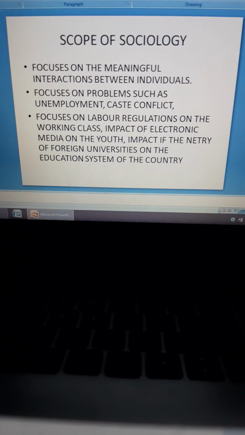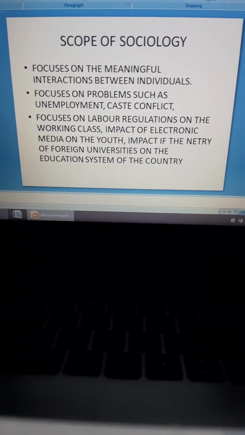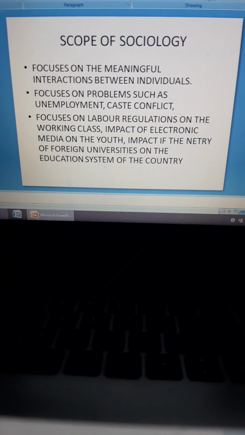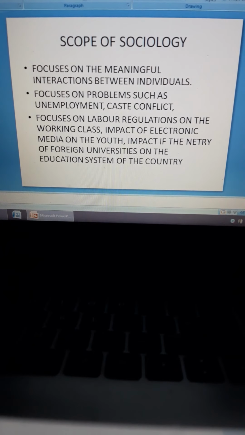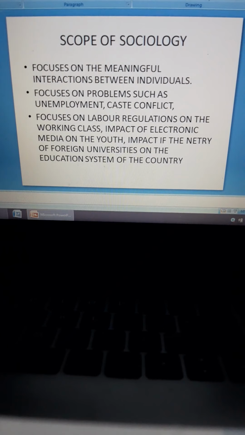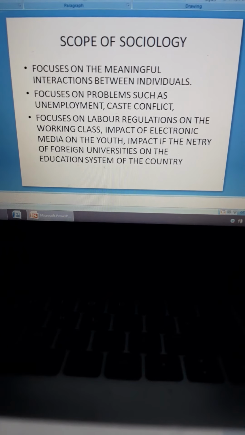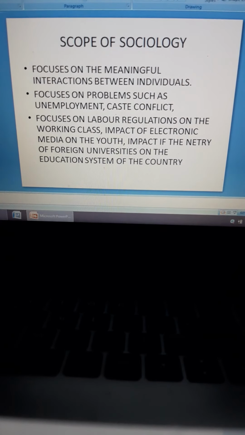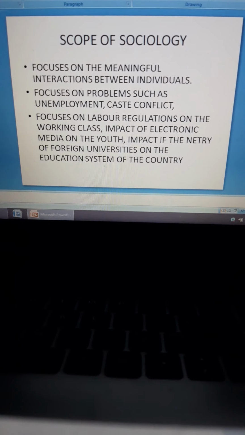And thirdly, it focuses on labor regulations on the working class. The working class are the people who do not own any means of production; they are just the workers working under the capitalist people. So it studies labor regulations and the impact of electronic media on the youth. If electronic media is not there, it's like we're not there. It has a huge impact on our life, so it studies how it is reshaping our life.